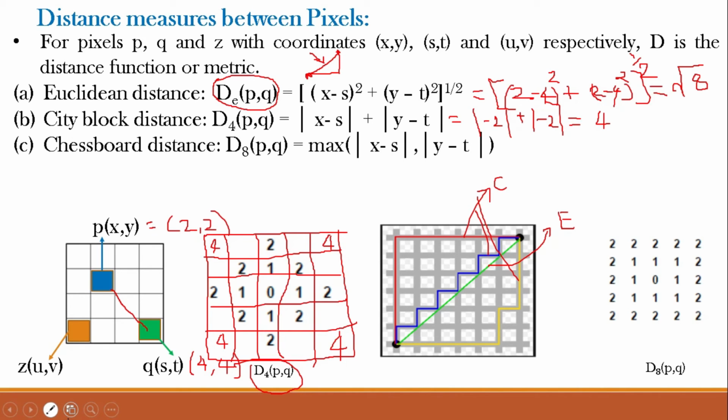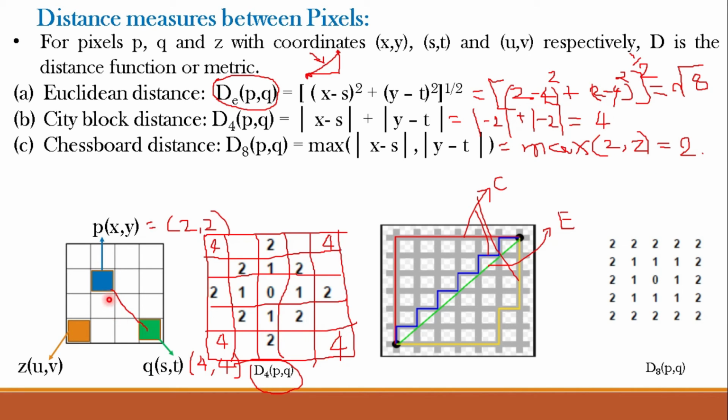So here you have to calculate the maximum distance between the centers of the squares. It is given by the maximum of magnitude of x minus s, comma, magnitude of y minus t. Let us calculate it. For this particular pixel, 2, 2 and 4, 4, this will be the maximum of 2 comma 2, which is equal to 2. Hence the chessboard distance between pixel p of xy and q of st is equal to 2.